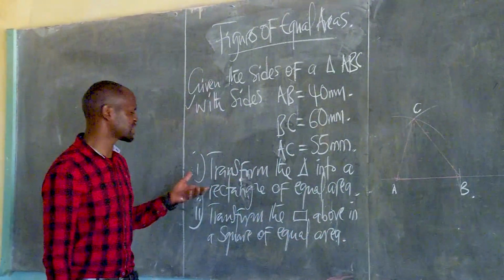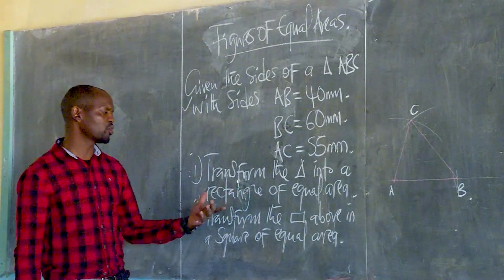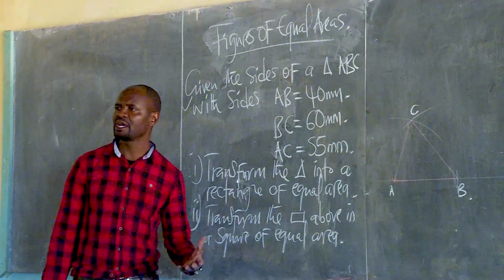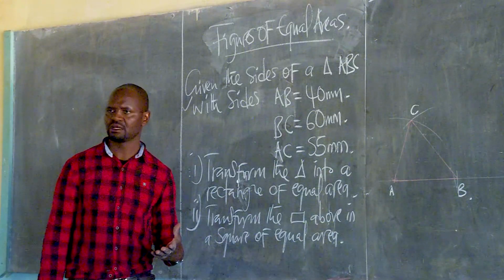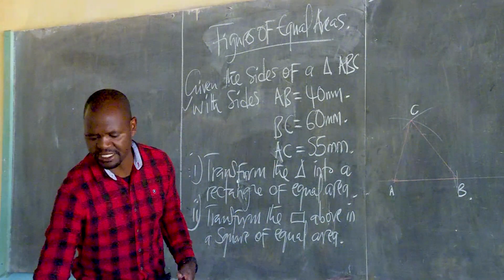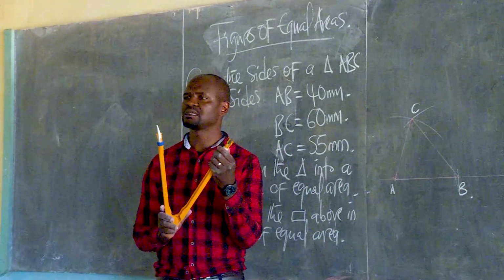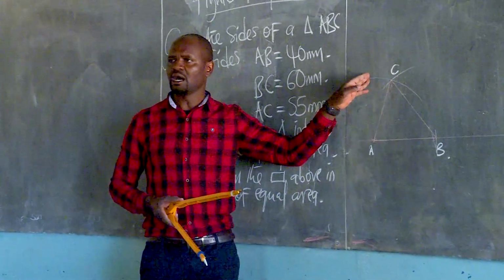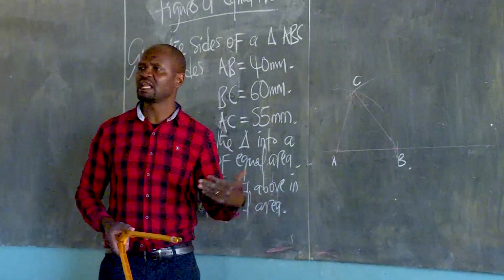Now, we go to the next question. Transform the triangle into a rectangle of equal area. The first thing that you need to do is get your compass. When you get your compass, stand on point C, and then from point C, you are going to drop a perpendicular line.